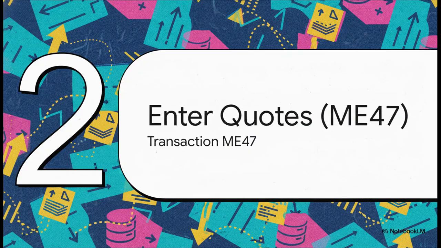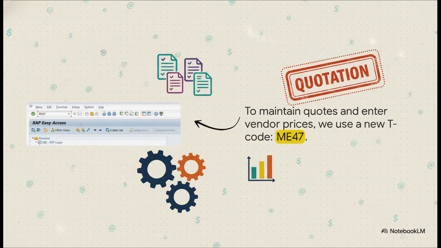All right, moving on to phase 2. Time has passed, the deadline is up, and our vendors have sent back their pricing. Now it's our job to get that information into SAP so we can actually analyze it. And for that, we need a new T-code. Our new shortcut is ME47. So if ME41 was for creating the request, you can think of ME47 as being for maintaining or updating it with the vendor's info.